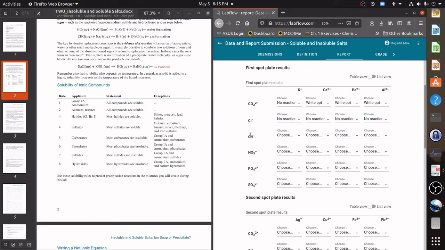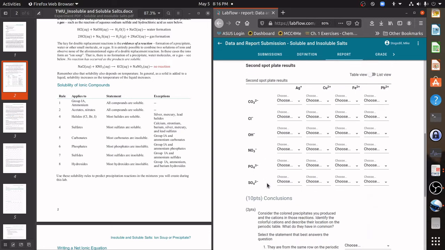Next one, we have hydroxide. If we come over here to rule number 8, we can see that most hydroxides are insoluble. Therefore, our default for the hydroxides is going to be forming a white precipitate. The exceptions for this is group 1A, ammonia, and barium. Where are our exceptions over here? We already know potassium is a group 1A. And also, over here, we have barium, which is going to be another exception. So, we will put down for our default ones, white precipitate. And for our exceptions, we're going to put in no reaction. I'm going to leave it to you guys to figure out the nitrates, phosphates, and sulfates sections. And we'll move on to the second salt spot plate results.